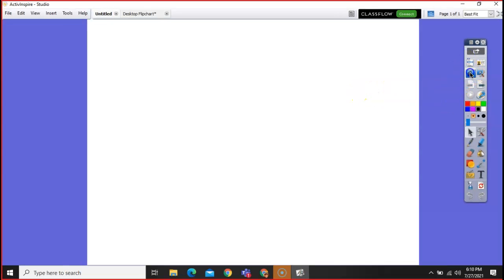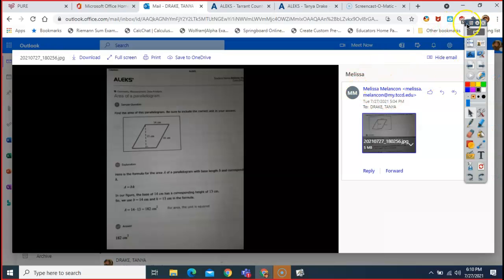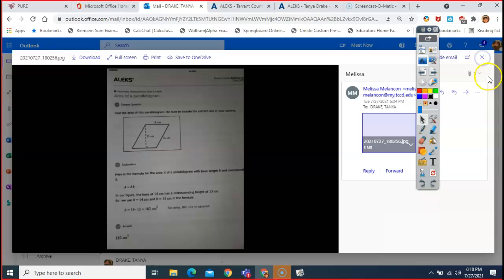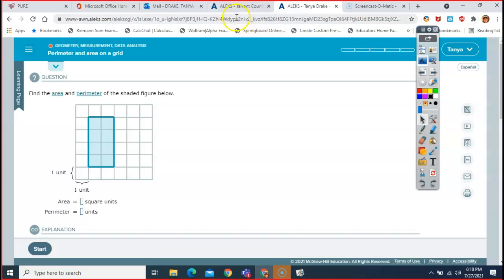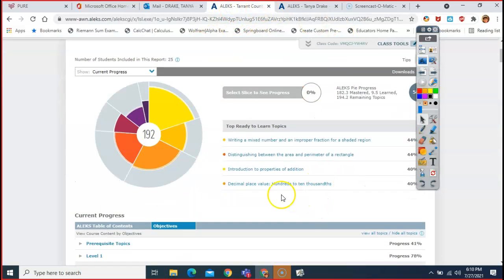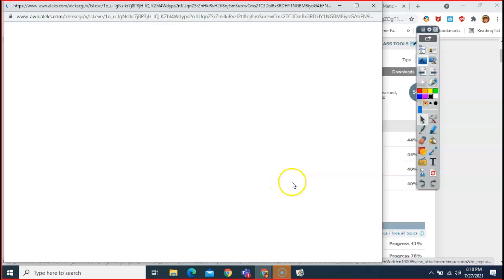All right, so there were some things that Alex said that you guys were having issues with. And one of them was this: decimal place values, hundreds, tens, and thousands.